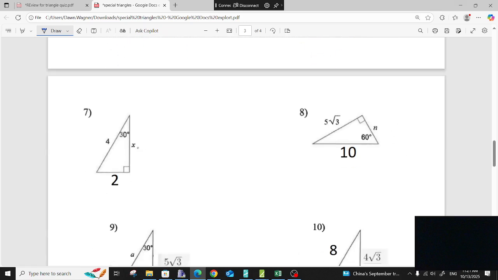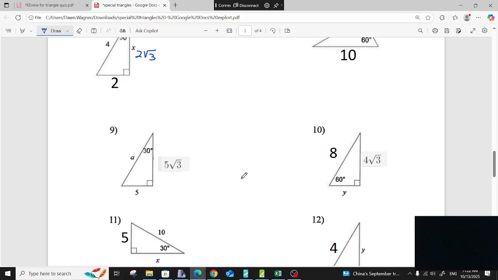So, what's this answer, really quick? 2 square root 3. This one? 5. What about this one? 10. Because you take this across from the 30, you just double it to get the hypotenuse. 5 times 2 is 10. This one, I'm looking for across from the 30.